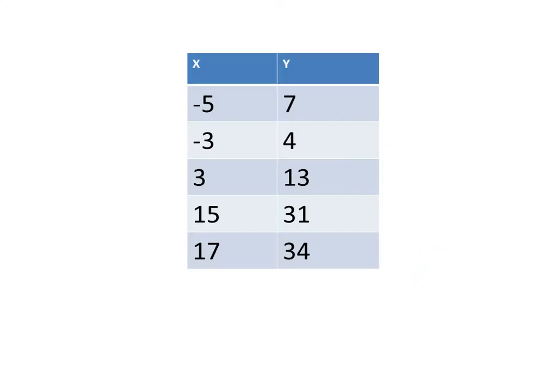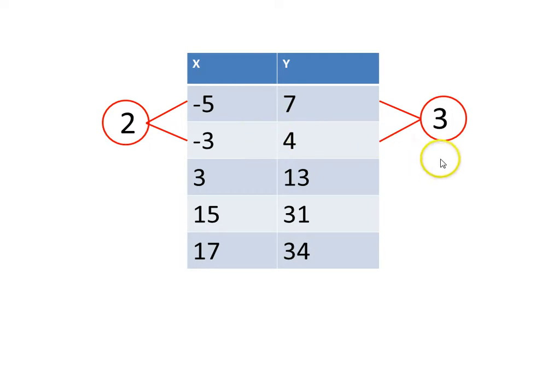Another example, same exact question: determine the slope or the rate of change. I'm going to go from negative 5 to 3, that changes 2. From 7 to 4, that changes 3. I'm going to take these two values that correspond with the x and y values that they came from and put those over each other. So that rate of change is 3 over 2.